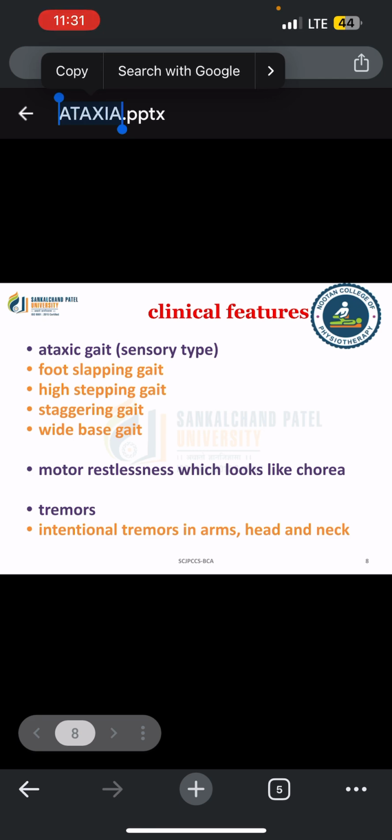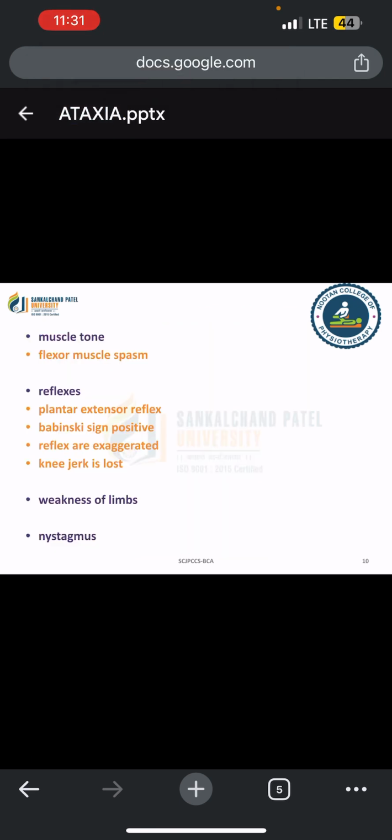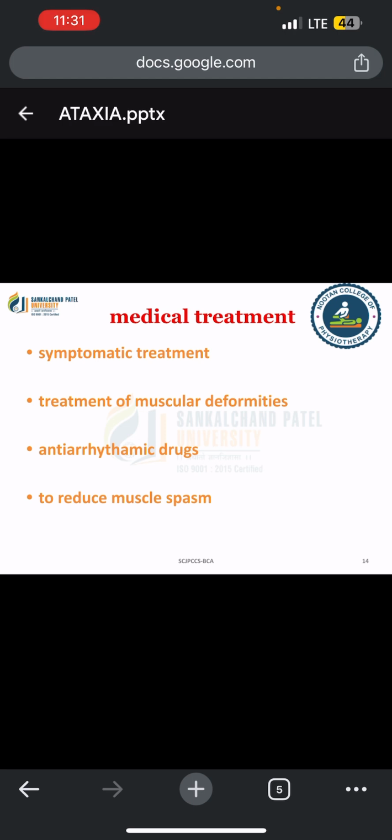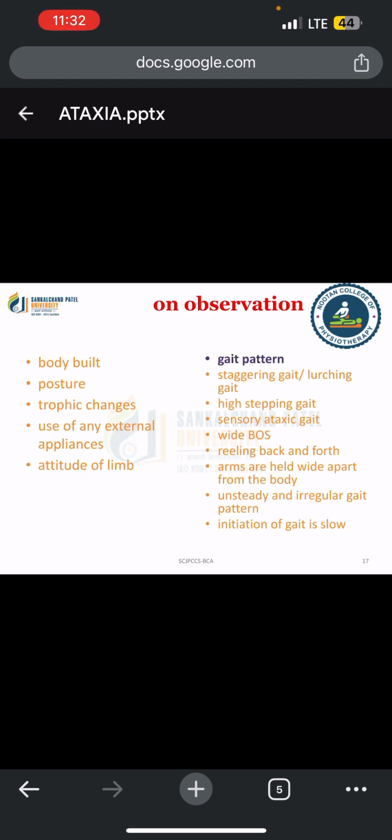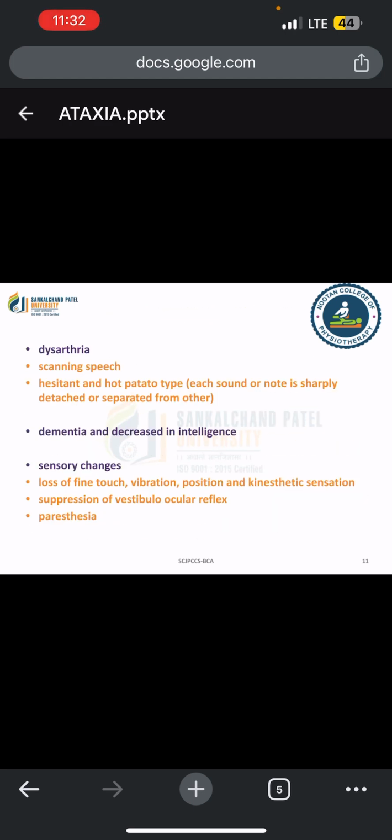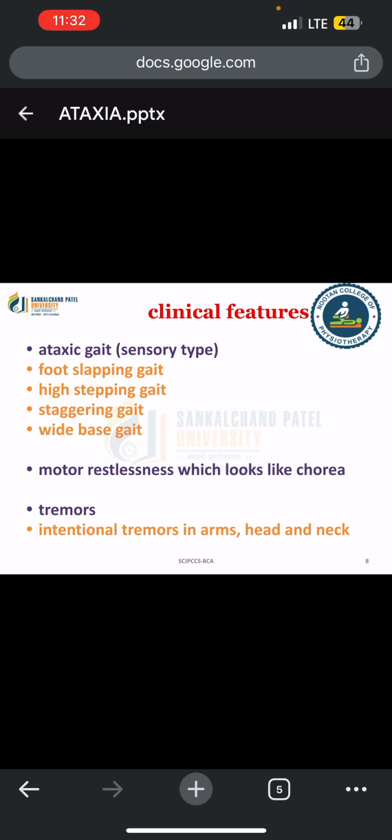Now, the clinical features of ataxia. First one is ataxic gait. Ataxic gait leads to foot slapping gait, high stepping gait, staggering gait, and wide base gait.